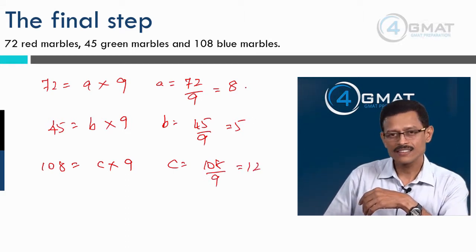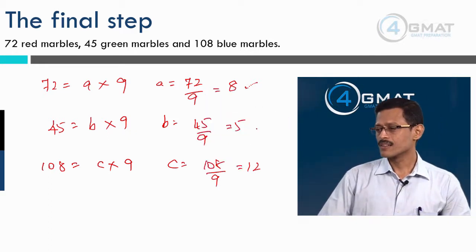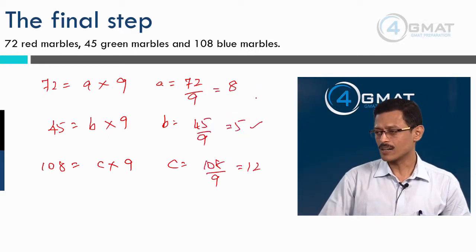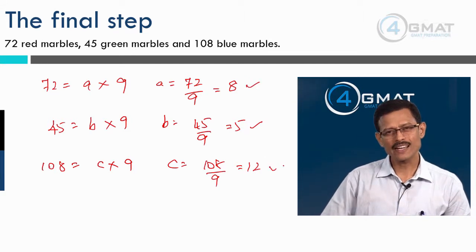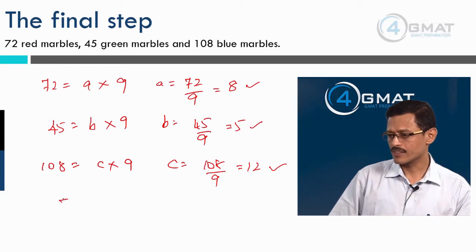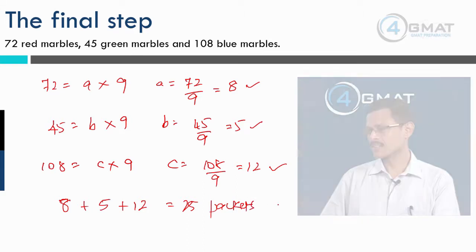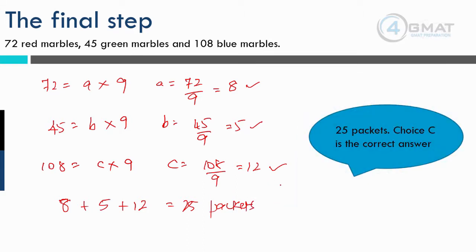So I've got 8 packets containing red marbles, 5 packets containing green marbles, and 12 packets containing blue marbles. So how many packets do I have? 8 of red plus 5 of green plus 12 of blue, which adds up to a total of 25 packets. Right. So our answer to this question is that you have 25 packets. It's the least number of packets that you need if you have to achieve both these conditions. Answer choice C is the correct answer.